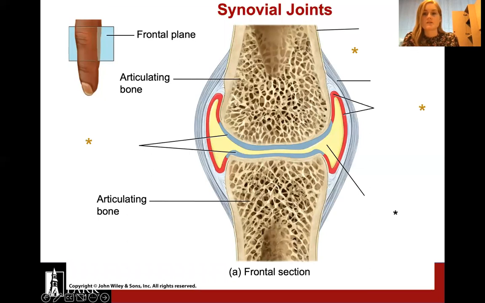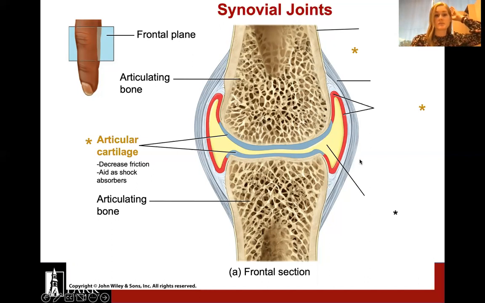So starting off with our labeling, hopefully you have gotten out a piece of paper or something to do some labeling. We're going to start with that articular cartilage. Remember that articular cartilage is going to help act as a cushion and allow for fluid and gliding movement with our bones, because we don't want our bone-on-bone action. That's how we get arthritis and bone spurs. It's going to decrease that friction, and it's going to aid as a shock absorber.